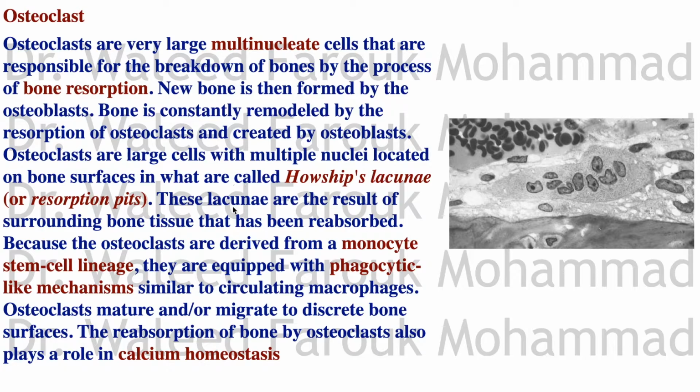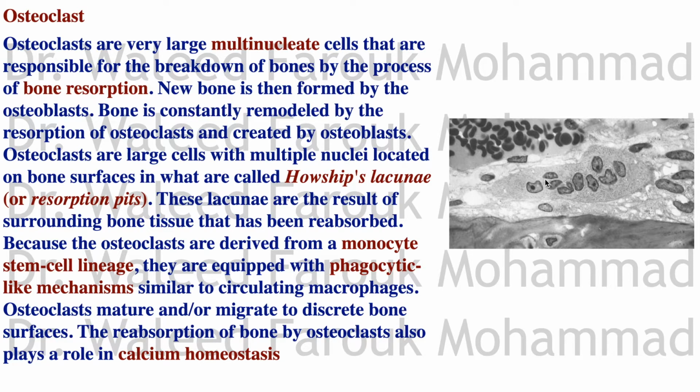The osteoclast, which is the last cell type, is a multinucleate cell. As you can see here, this is an osteoclast with multiple nuclei, and they are responsible for the breakdown of bone by the process of bone resorption. This occurs because bone remodeling continues throughout life. Remodeling means resorption of bone, then replacement by deposition of bone by the osteoblasts and osteoclasts. The place where the osteoclasts exist is called the resorption pits, or Howship's lacunae. These lacunae are formed by the resorption action of the osteoclast inside.